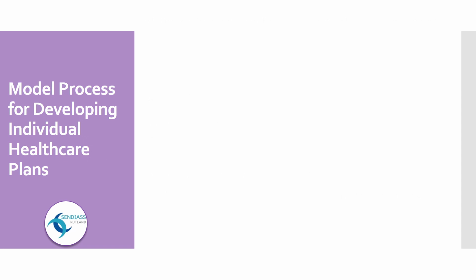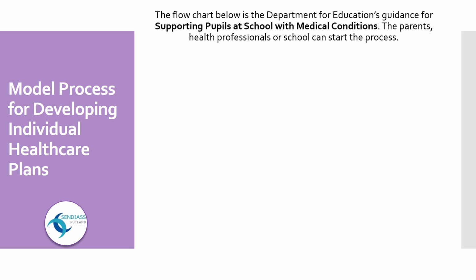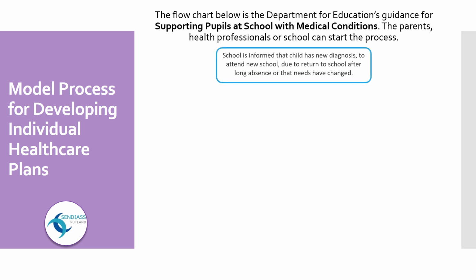Model process for developing individual healthcare plans. The flowchart below is the Department for Education's guidance for supporting pupils at school with medical conditions. The parents, health professionals or school can start the process. School is informed that child has new diagnosis, to attend new school, due to return to school after long absence, or that needs have changed.